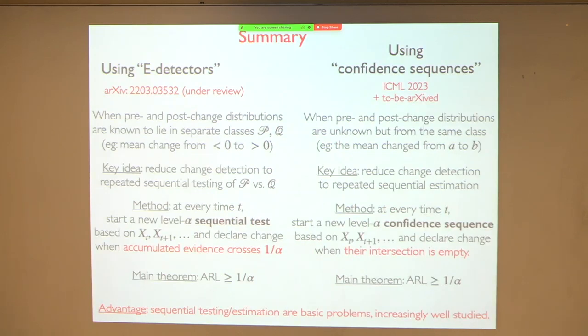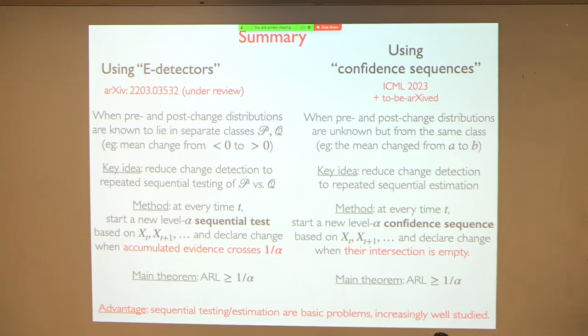Okay, so let me just summarize again the two parts of the change detection problem. For E detectors, we had separated classes. For the confidence sequences, we did not have separated classes. For the E detectors, we reduced it to sequential testing using E processes. Here we reduced it to sequential estimation. We spawn a new E process at every time step t. Here we spawn a new confidence sequence at every time t. We stop when the cumulative evidence crosses 1 over alpha. Here we stop when the intersection is empty.